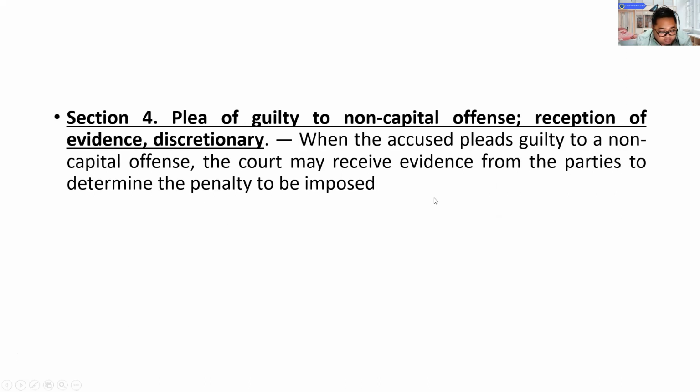Plea of guilty to a non-capital offense, exception of evidence, discretionary. So when the accused pleads guilty to a non-capital offense, the court may receive evidence from the parties to determine the penalty to be imposed. So if, let's say, it is a non-capital offense, like estafa involving around 40,000 pesos, or direct assault, the court will only allow the parties to present their evidence to determine the penalty of the accused.